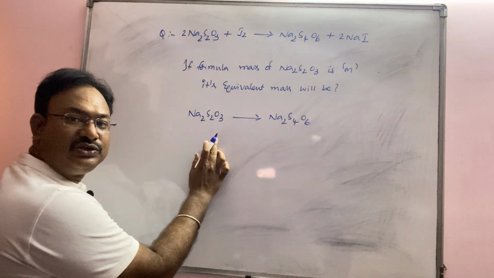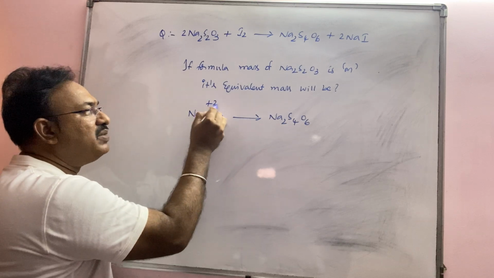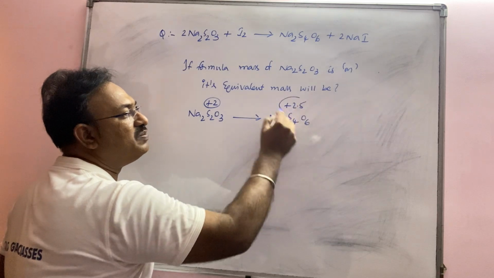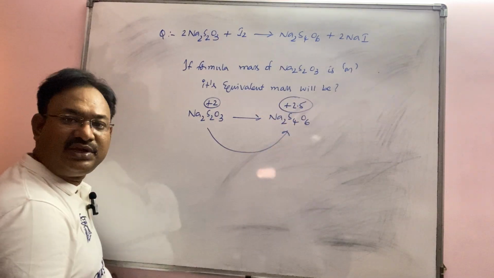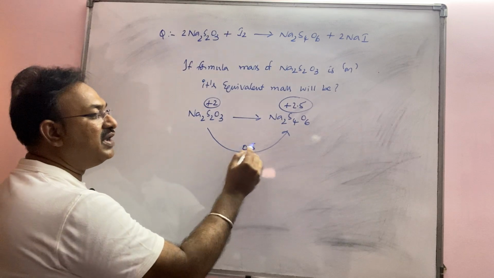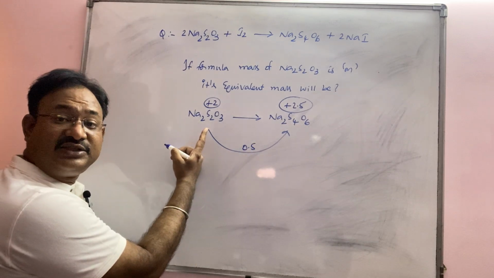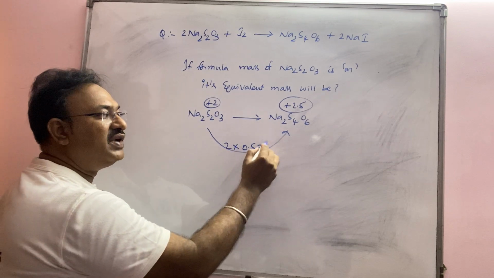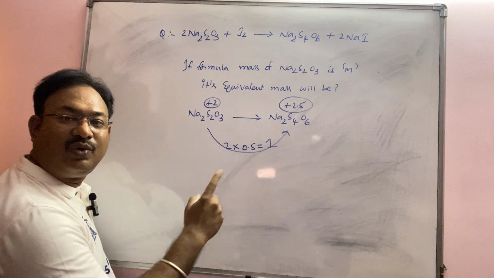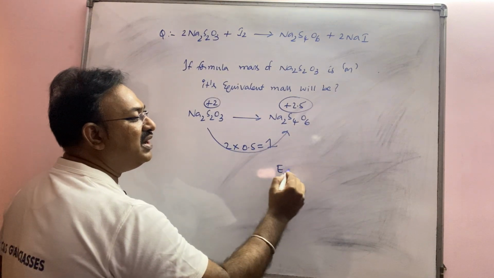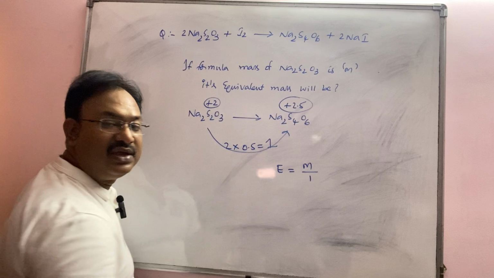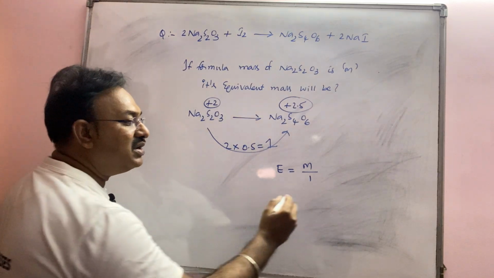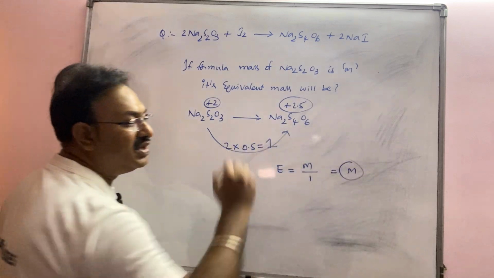So in Na2S2O3, sulfur has oxidation state of +2. And in Na2S4O6, sulfur has oxidation state of +2.5. So increase in oxidation state is 0.5. So on the reactant side how many sulfur atoms are there? 2 sulfur atoms are there. So 2 into 0.5, that is equal to 1. So total 1 electron change. Therefore equivalent weight is equal to formula mass by number of electrons involved. So equivalent mass is equal to formula mass by 1. Therefore the answer is M. Right?